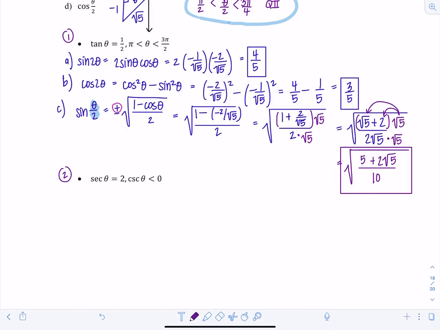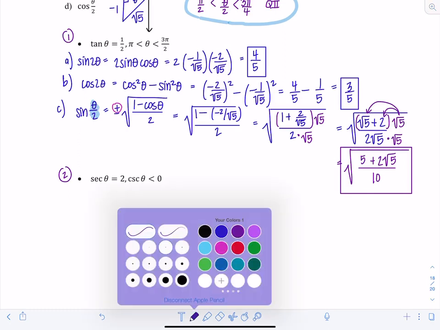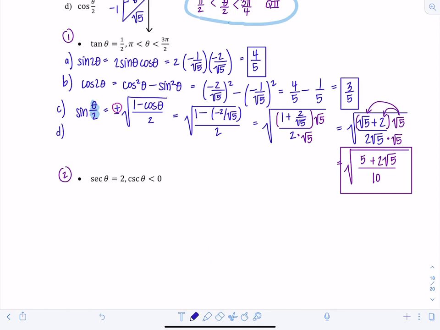Just make sure you don't have a complex fraction, meaning you don't have a fraction within the numerator or denominator, and make sure you don't have any radicals in the denominator besides the big one that's there, okay? Last part is cosine of theta over 2. So we have plus or minus the square root of 1 plus cosine theta over 2.